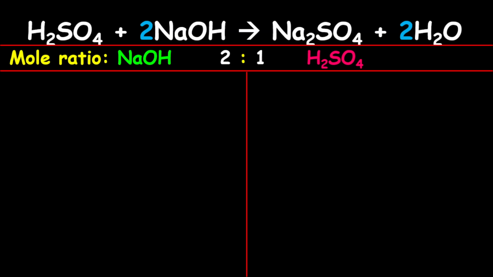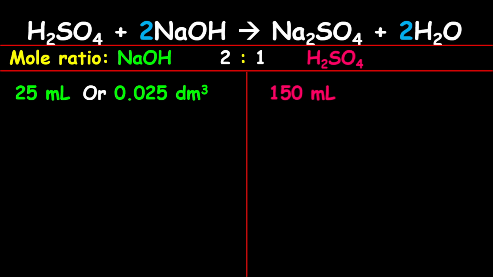Now let us look at the variables that were given in the question. For sodium hydroxide, we were given 25 milliliters, which is the same thing as 0.025 dm³. For sulfuric acid, we were given 150 milliliters, which is the same as 0.15 dm³. We were also given the molarity of sodium hydroxide, which is 0.75.